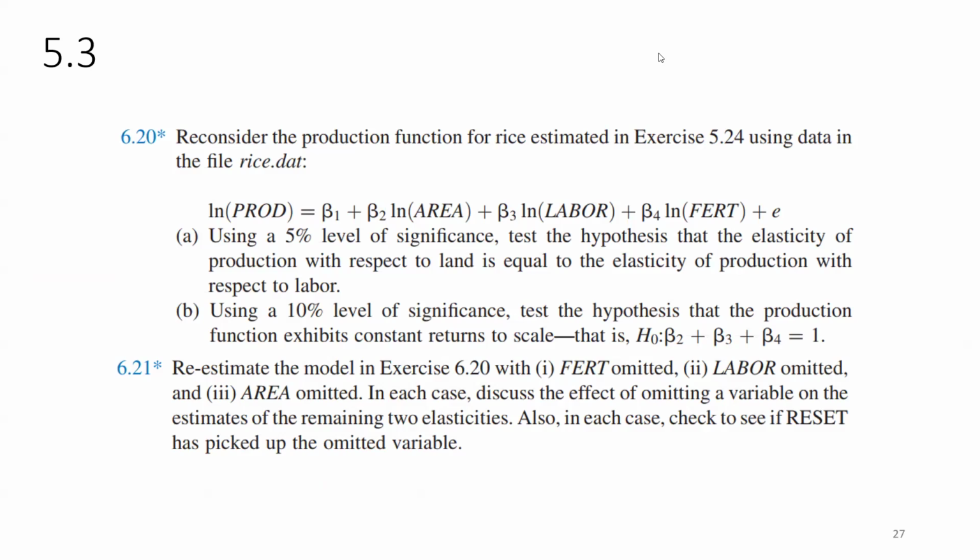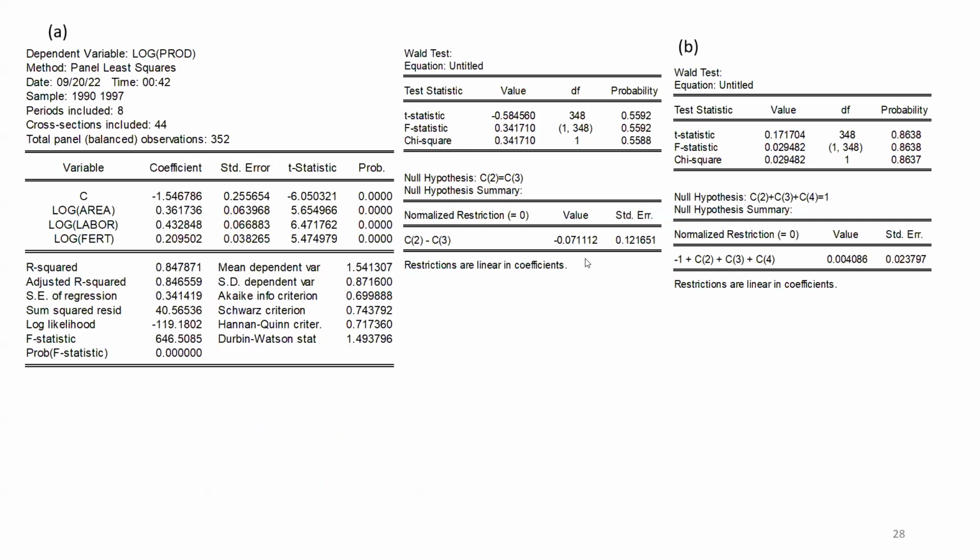Okay, next, reconsider the production function. Estimate this one and test the hypothesis. This is printout A. Please answer: what should you read first? You get printout A already with your data. What should you do first? Probability.